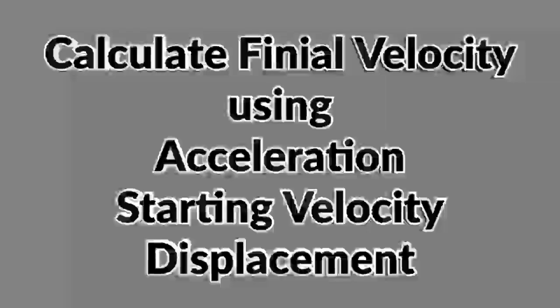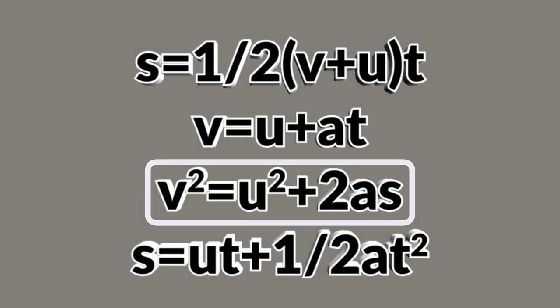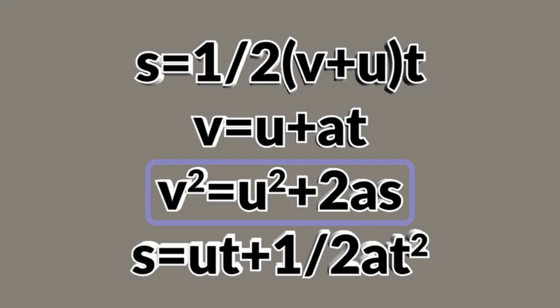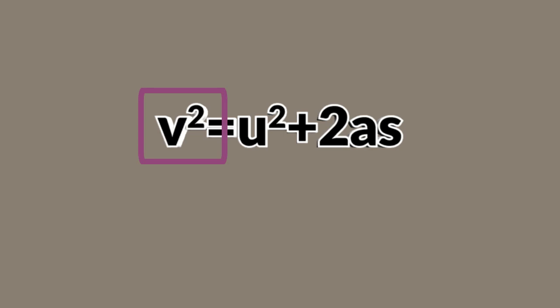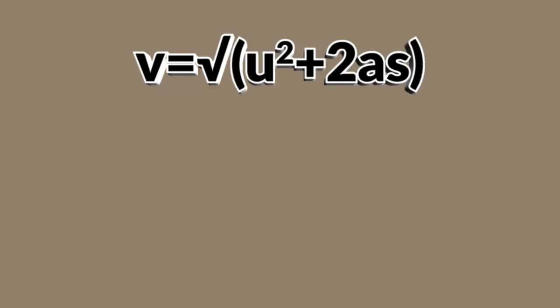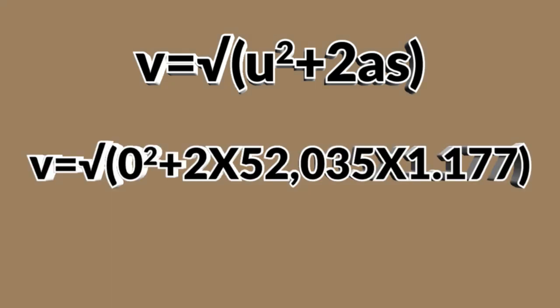Just for some fun, let's calculate the final velocity using the acceleration, the starting velocity, and the power stroke, or displacement. Going back to the equations, we can use number 3 again, v squared equals u squared plus 2as. You notice that the result in the equation is velocity squared. We'll have to find the square root of v squared. The equation becomes v equals the square root of u squared plus 2 times a times s. Using the results from what I calculated before, I can get the final velocity.